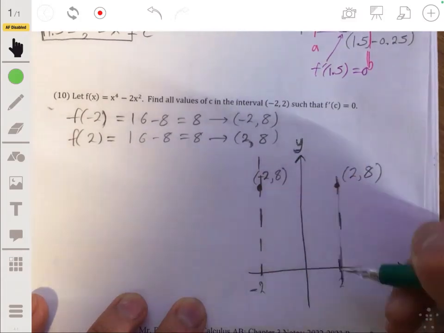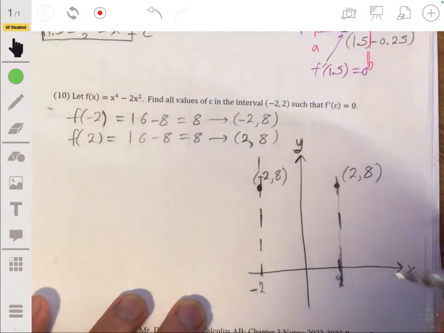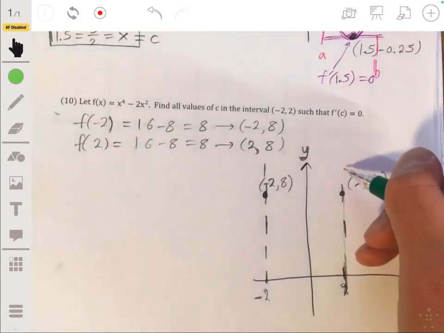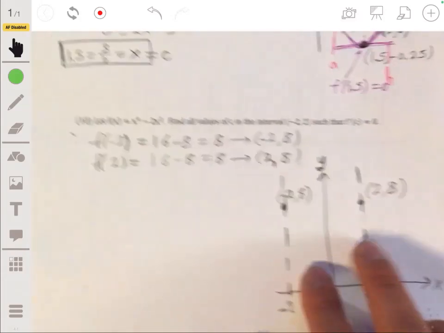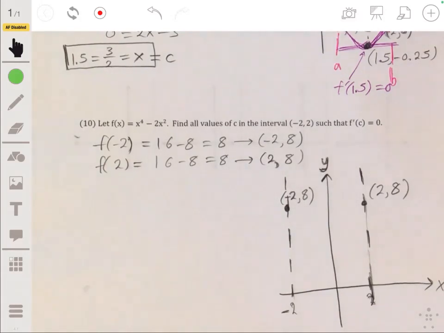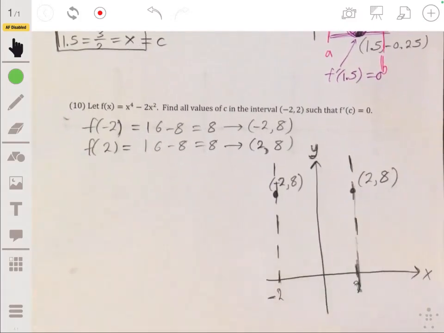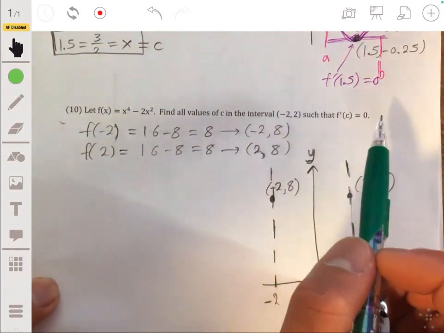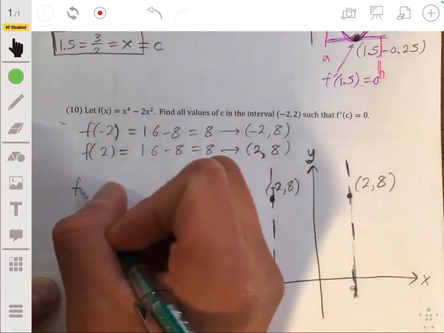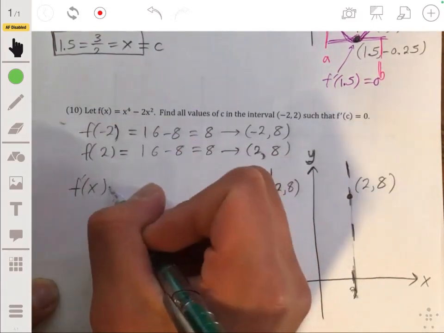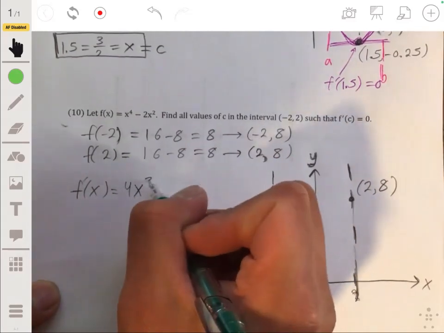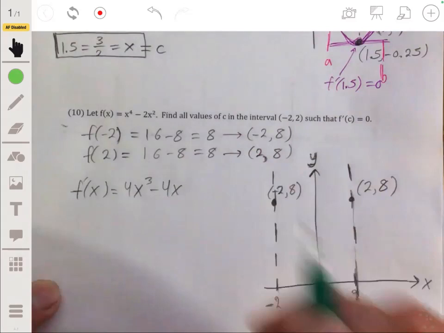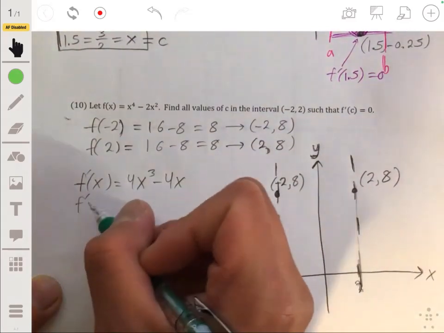Drawing the boundaries gives you a hint of what we're going to see here. We know these two points are on the function. We know Rolle's theorem is satisfied because this is differentiable and continuous, since it's a polynomial. Now let's find the equation for the derivative, so we can find the values of c that make the derivative equal to 0. f prime of x will be equal to 4x cubed minus 4x. We need to make f prime of x equal to 0.